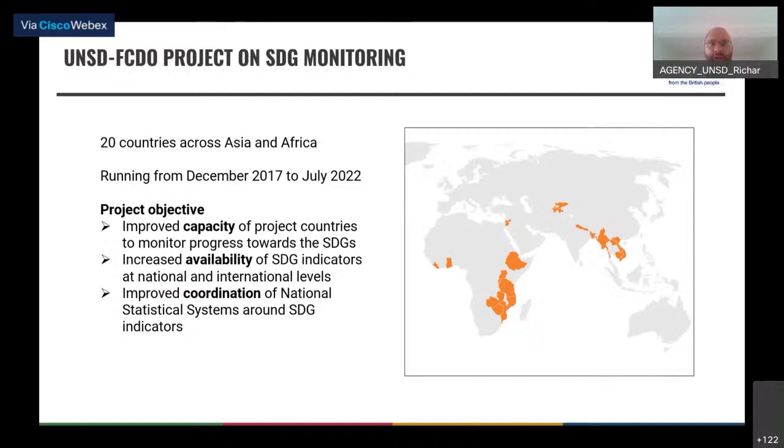So the UNSD FCDO project is funded by the UK's Foreign Commonwealth and Development Office. It's been working with 20 countries across Asia and Africa since the end of December 2017, with the project due to come to a close in summer next year. The overall aims of the project are to help improve the capacity of project countries to monitor SDG progress, to increase the availability of SDG indicators at both the national and international levels, and improve coordination of national statistical systems around SDG indicators.